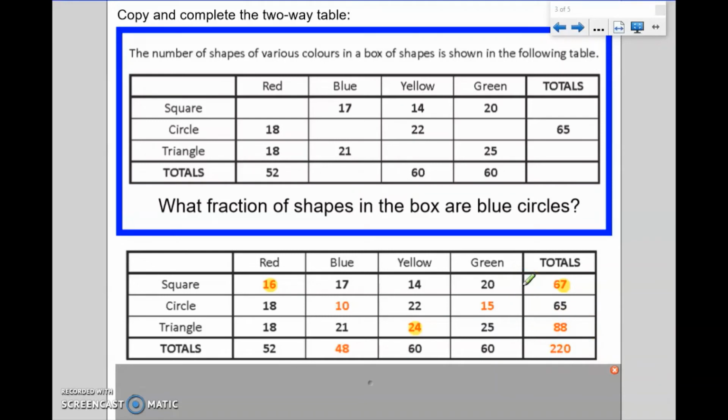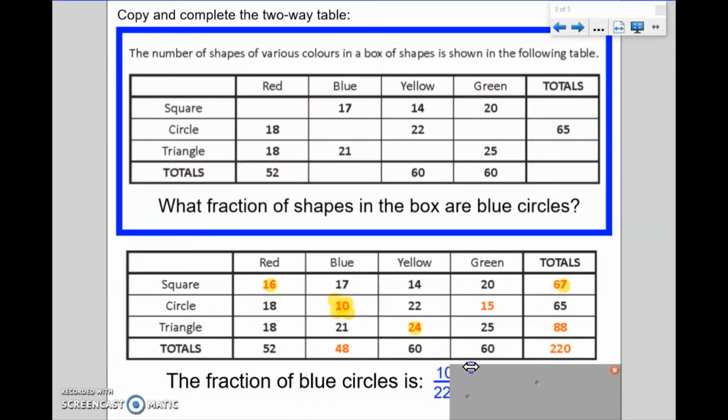The question asks, what fraction of shapes in the box are blue circles? So I'm just going to find the blue circles. So I come along at circles and down at blue to meet here. So this is my value. This is how many blue circles are in this box of shapes. However, the question asks for a fraction. So I'm just going to display that as a fraction out of the total shapes in the box, which would give me a fraction of 10 out of 220. And if possible, we would simplify that fraction, 1 over 22.